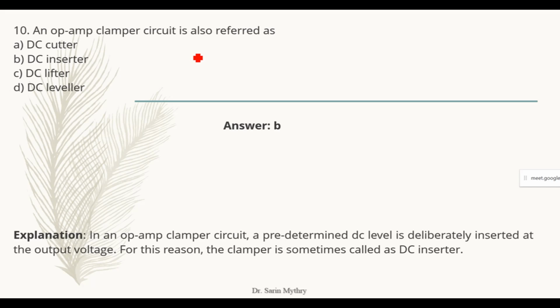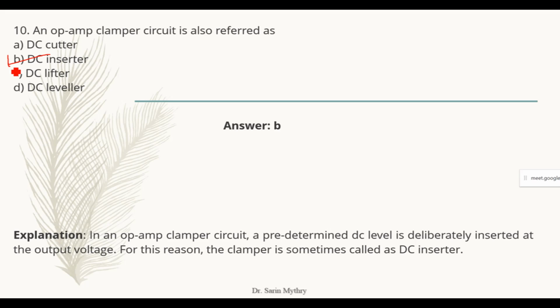Next one. An op-amp clamper circuit is also referred to as what? An op-amp clamper circuit is also called a DC inserter. It's a direct question. It's the other name of a clamper circuit designed with the help of an op-amp. It's a most important question that has appeared in many competitive exams. So your answer is DC inserter. Option B is the correct one.